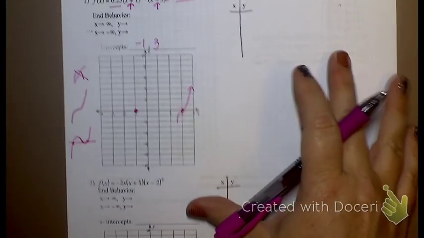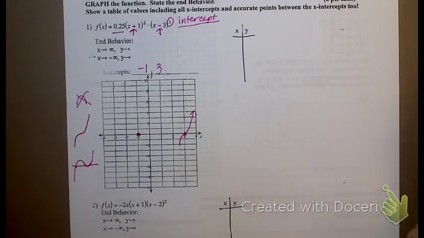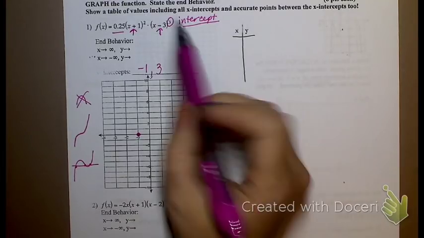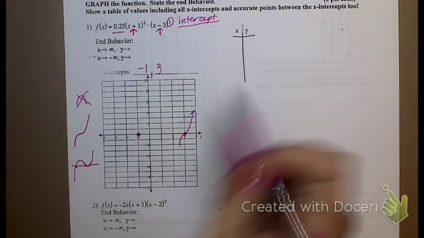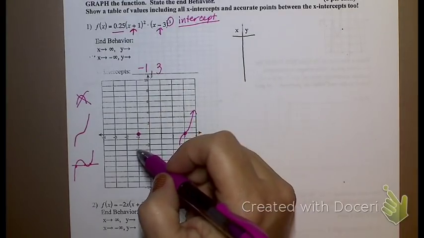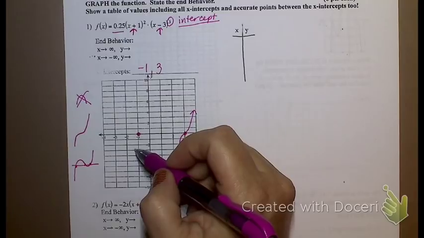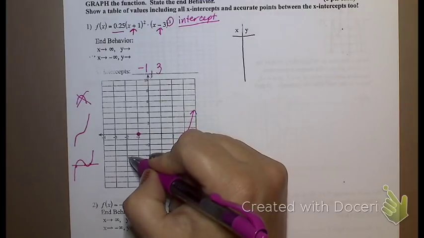All right? What's the degree? Is it even or odd? Because I need to know what's going on the left side. Odd, how do you get that? 1, 2, 3, 4, 5? So what does that mean about this side? The left side. It's going the opposite of the right side, correct? That's what odd means. So that means it's got to be going down.